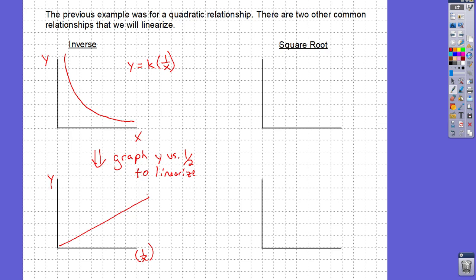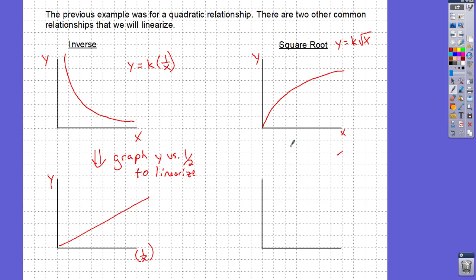Okay, and then the square root function. A square root function looks like this. So it gradually goes up like that. Okay, so that means y is equal to some constant k times the square root of x. So that's times the square root of x.